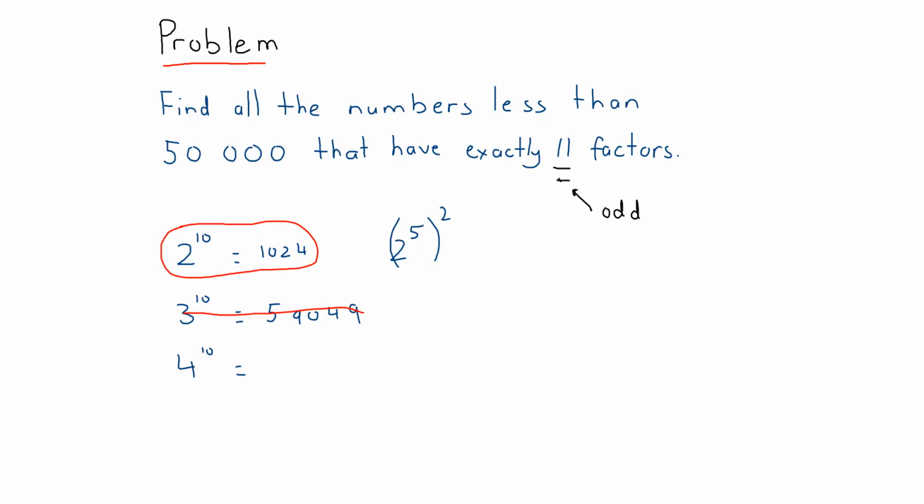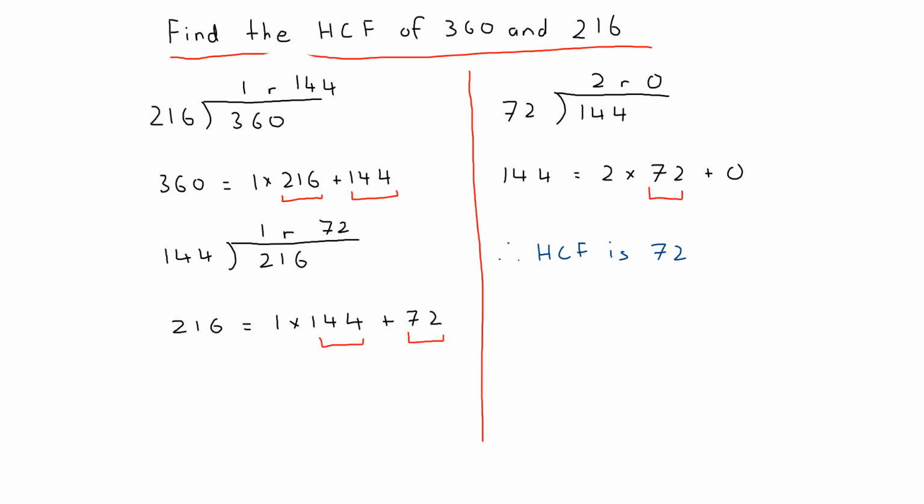Okay, let's move on. Now I'm going to ask you to find for me the HCF of 360 and 216. You may go, okay, that's pretty easy. We learned how to do that in the Euclidean algorithm. So here's some revision. I go 216 into 360. And I know 360 is 1 by 216 plus 144, because I've got 1 remainder 144.